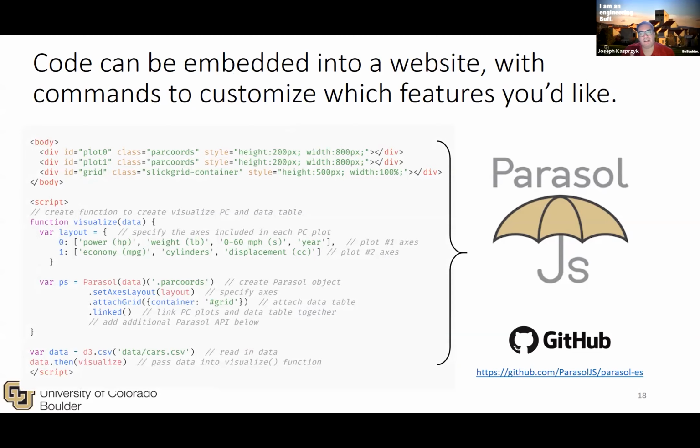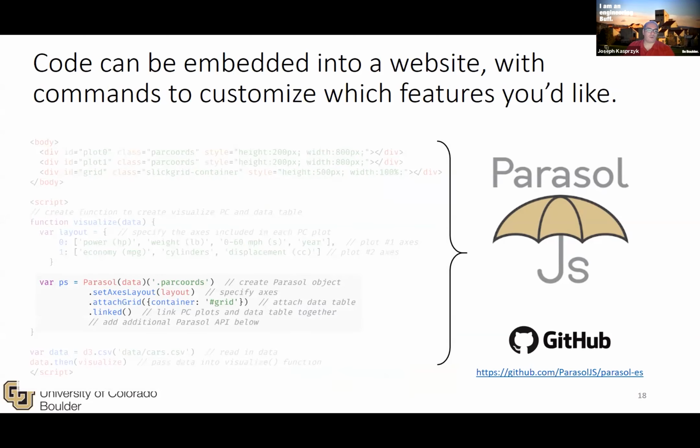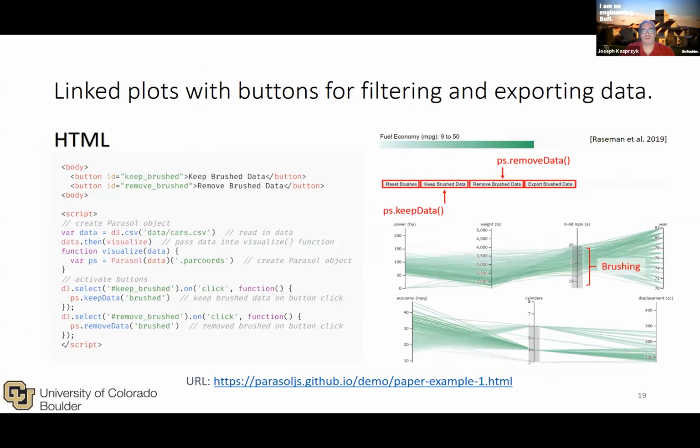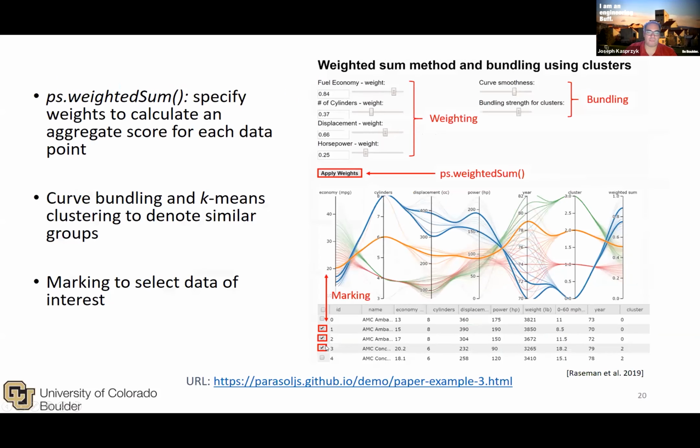The code is actually embedded into an HTML file. This is one of the examples from the paper. One of the things that's pretty cool is that you can layer on different commands into the actual Parasol call that allow you to turn on and off these different features. For example, you can see that we have the different buttons that you can turn on and off, and then you just add on different pieces of code when you want to turn the buttons on and off. We also have URL examples for all of these that you can play around with. And other features that you can add are things like weighted sums, which can be helpful sometimes for people to make sense of multiple dimensions.